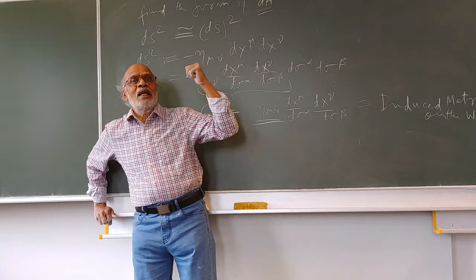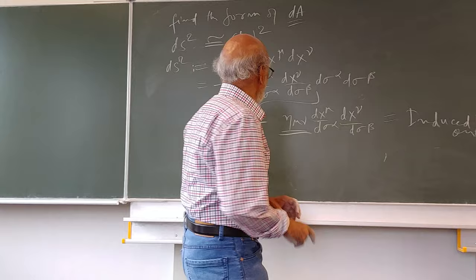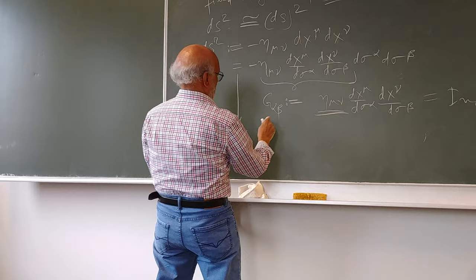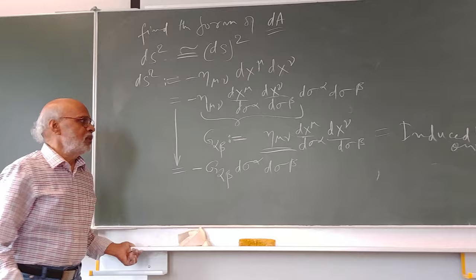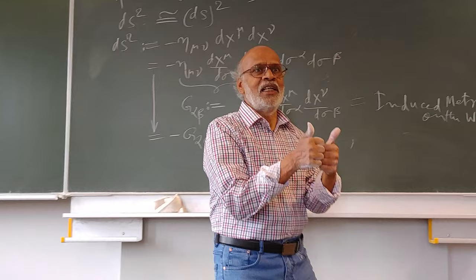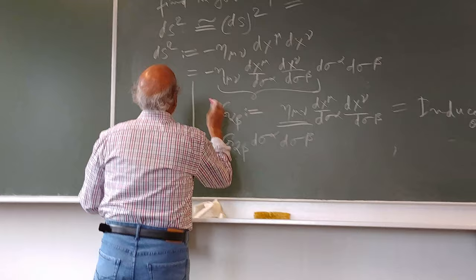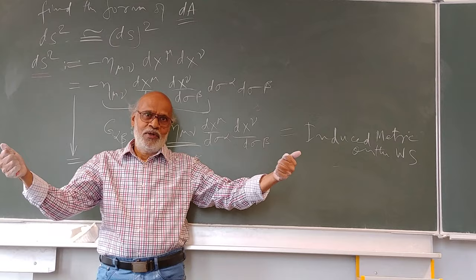Okay, so what is happening here is you can write this as minus G alpha beta d sigma alpha d sigma beta. With this new definition, by introducing G alpha beta, I can write it as this. And now there is a very interesting physical point. You see, here this ds square in my space-time manifold measures the distances in this space-time manifold. Okay? Ds square measures the distances in the space-time manifold of the target space.